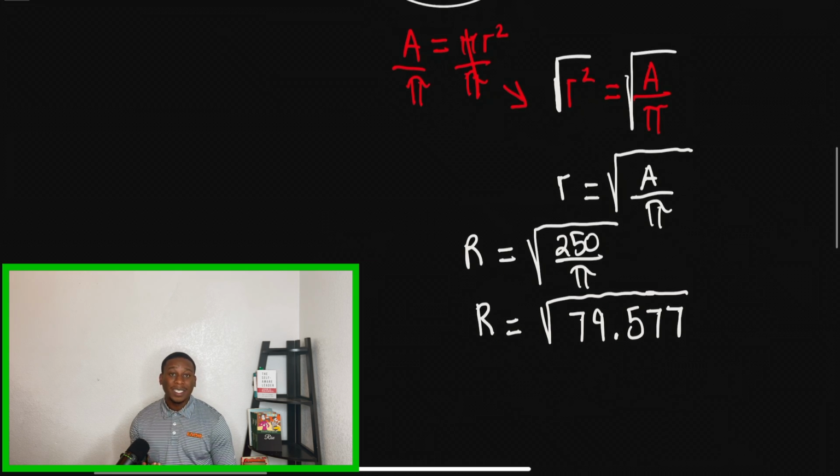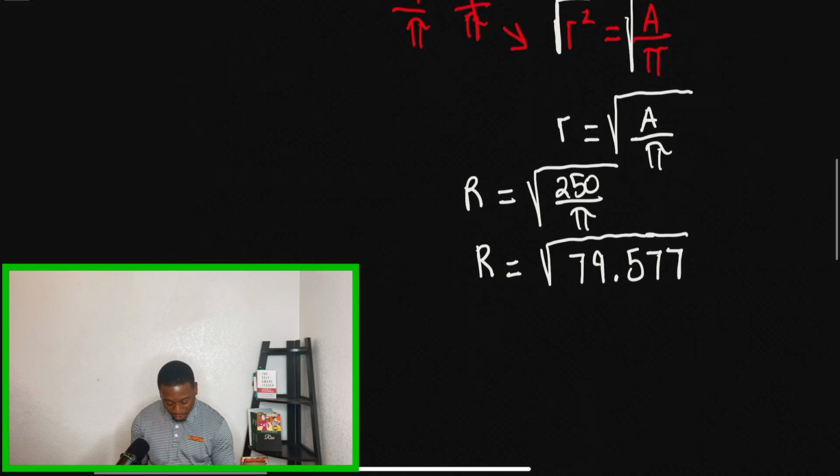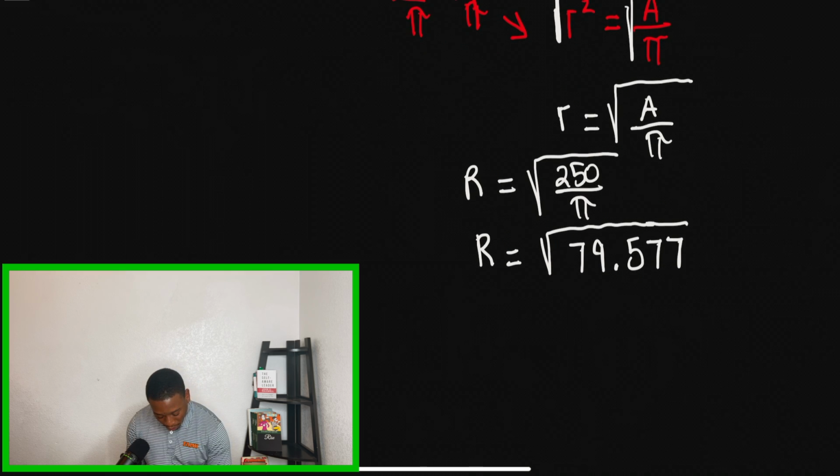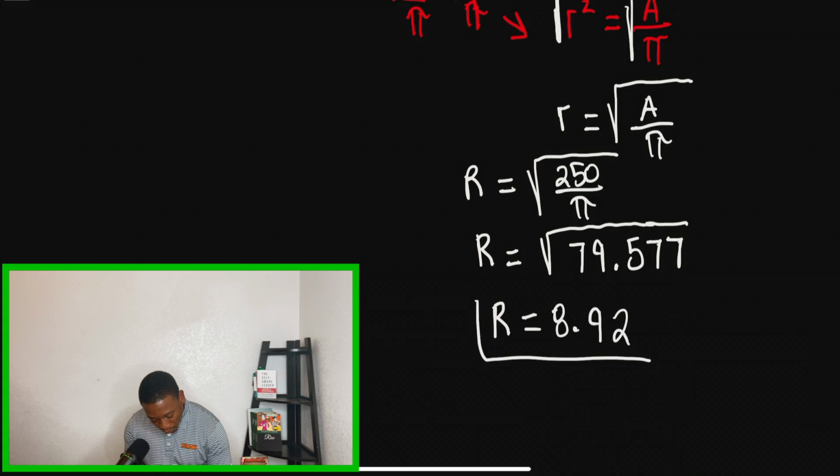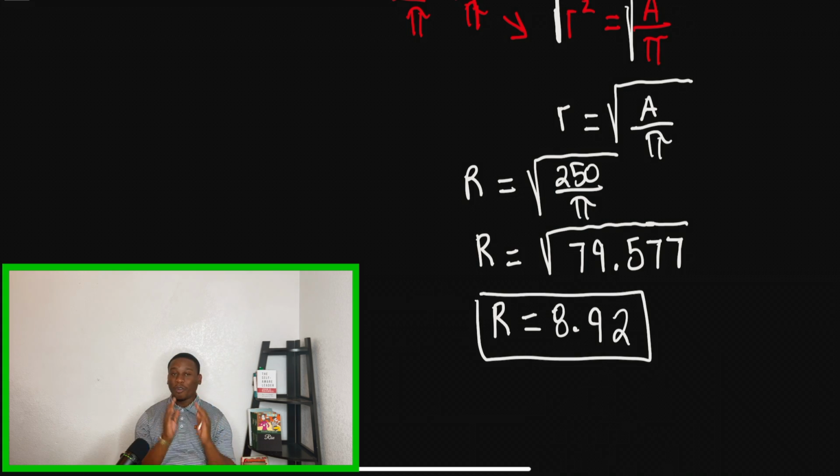Now, when I take the square root of this decimal, my final answer for r is equal to 8.92, right? But hold up. Before we think we're done with the problem, guys, we are not done, right? Because this is just the radius.